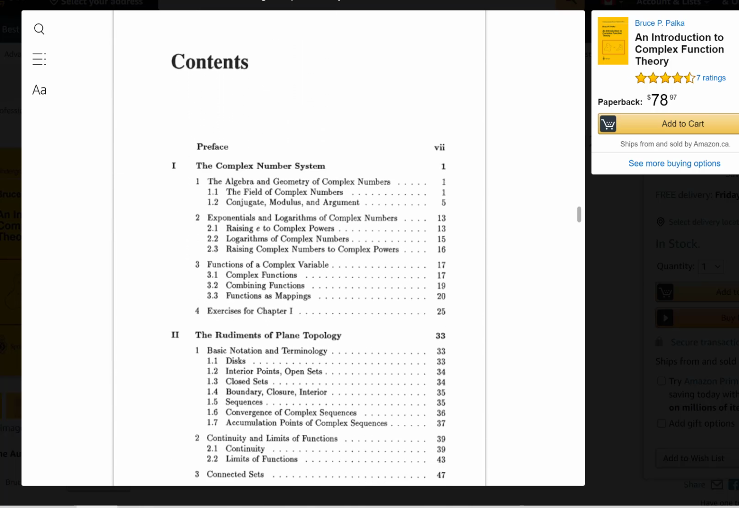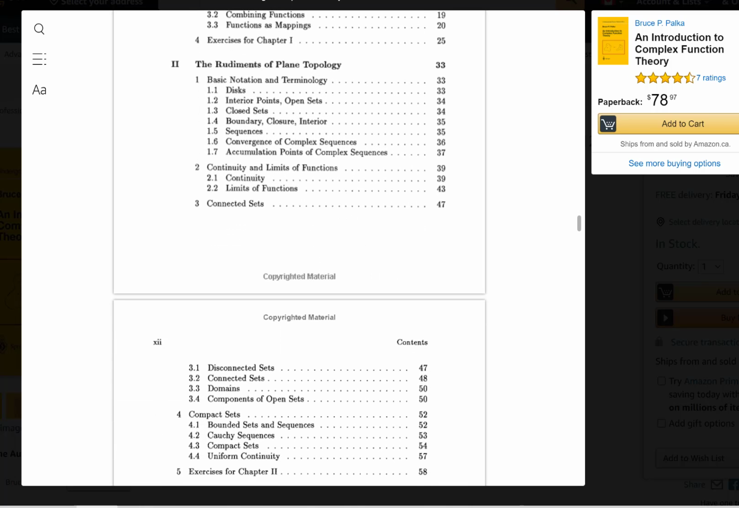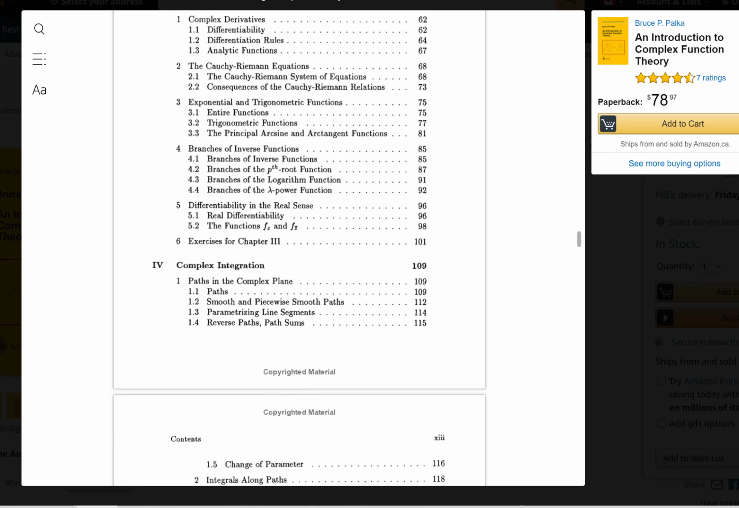So it begins with the complex number system, and the second chapter is on the rudiments of plane topology, so just point set topology. We're not going to go through that chapter because that chapter is more there as a reference, so it could be referred to as needed. Chapter 3, analytic functions, is in some sense where the course really starts. So it goes through complex derivatives, Cauchy-Riemann equations, and differentiability, and so on.